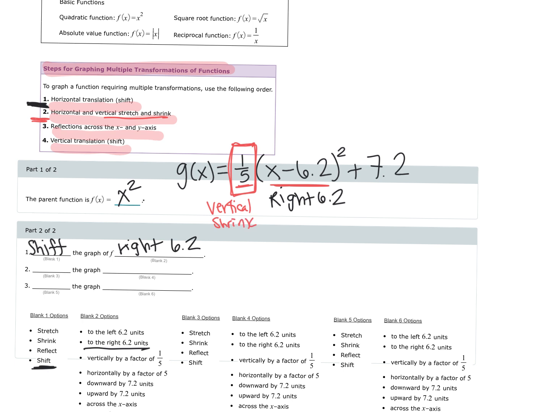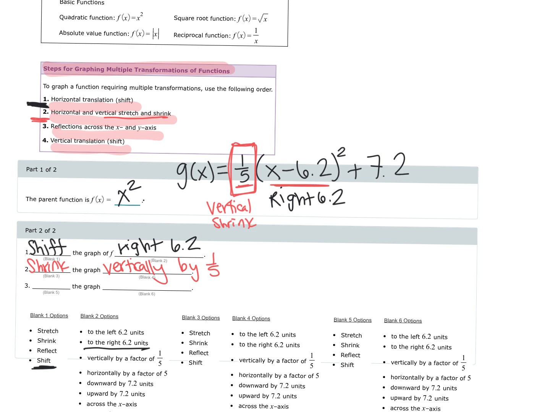So this will be a shrink of the graph, and it's going to be shrinking vertically by a factor of 1/5. Okay, remember, you're not going to have to write it. You're just going to select it.